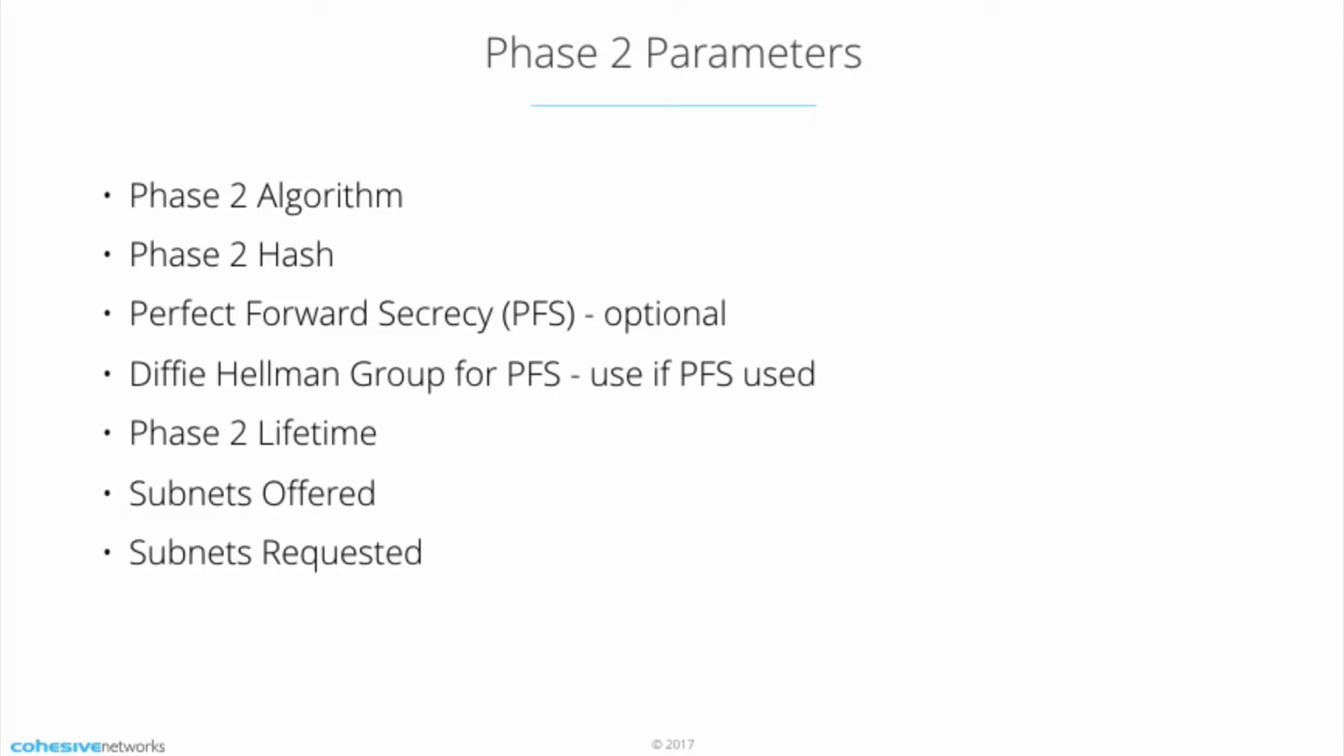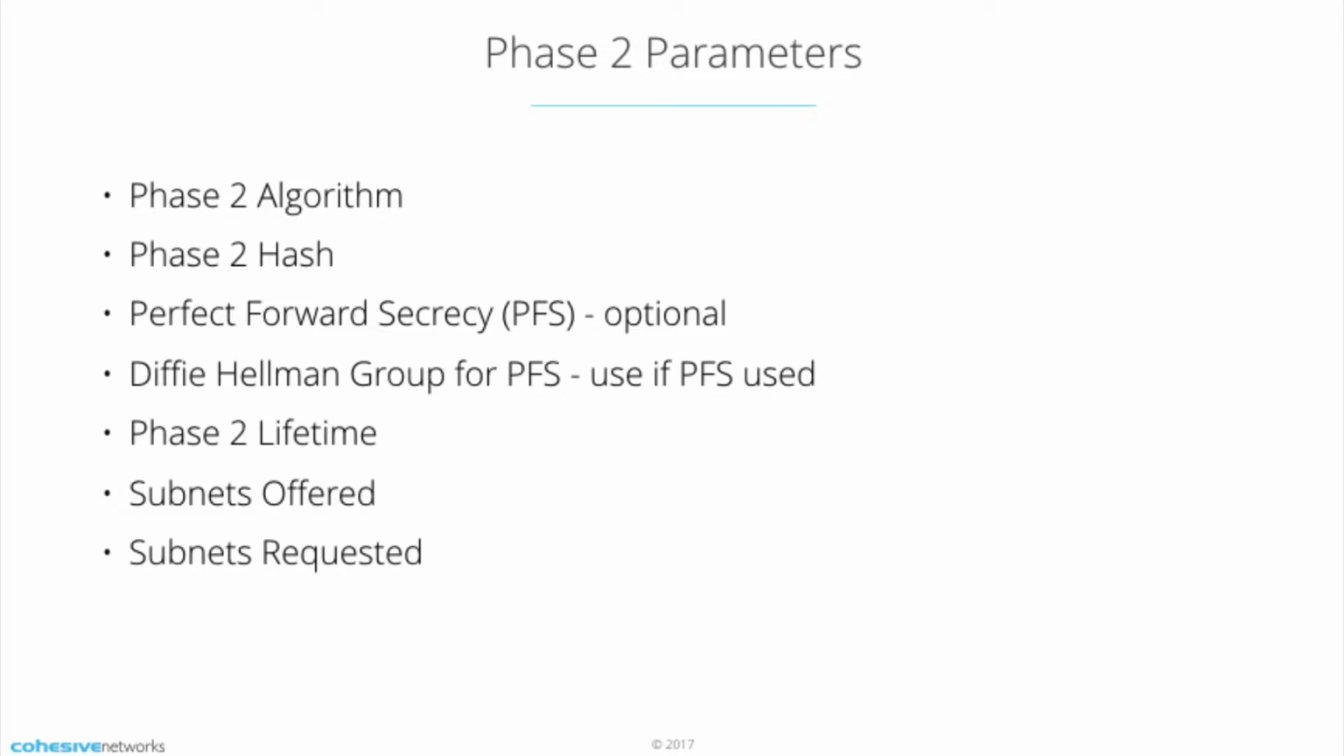Phase 2 parameters are effectively the same, slightly different in how it's done. Phase 2 doesn't use a Diffie-Hellman group, but Phase 2 can be negotiated with what's called perfect forward secrecy. So you have an algorithm, a hash function, and then whether perfect forward secrecy is on or not. If PFS is used, then there is a Diffie-Hellman key exchange as part of PFS, so you need to provide that. Then your Phase 2 lifetime, and then the set of parameters, which is subnets offered and subnets requested.